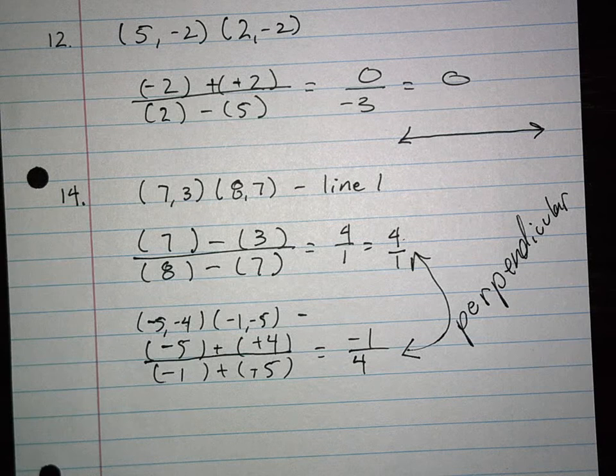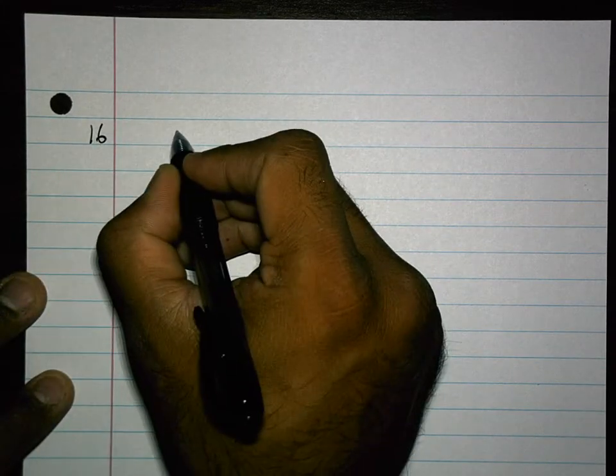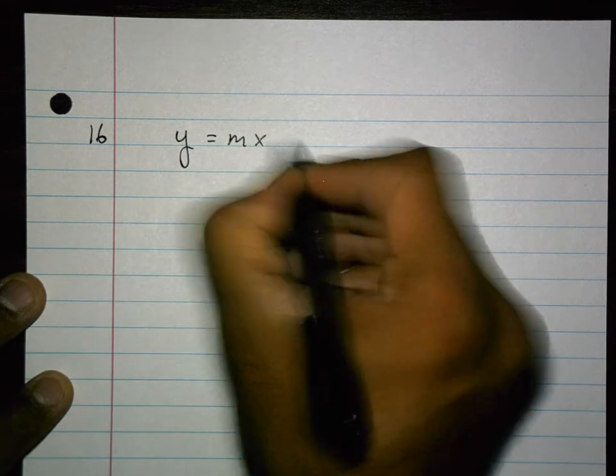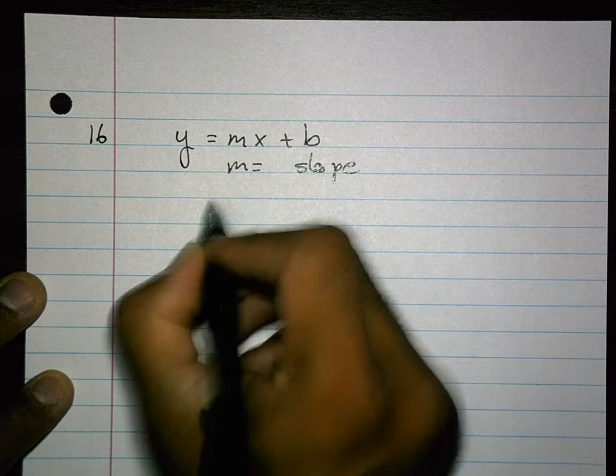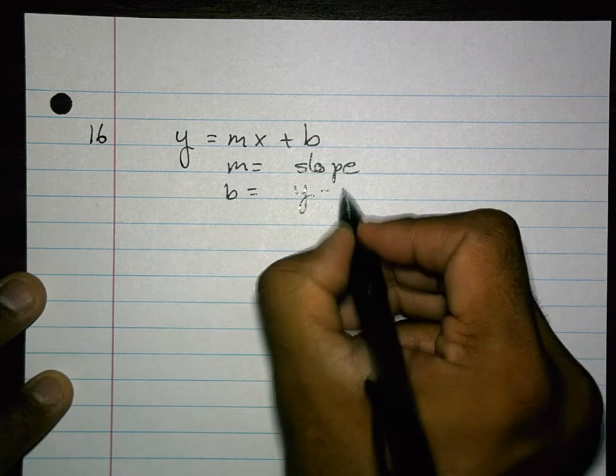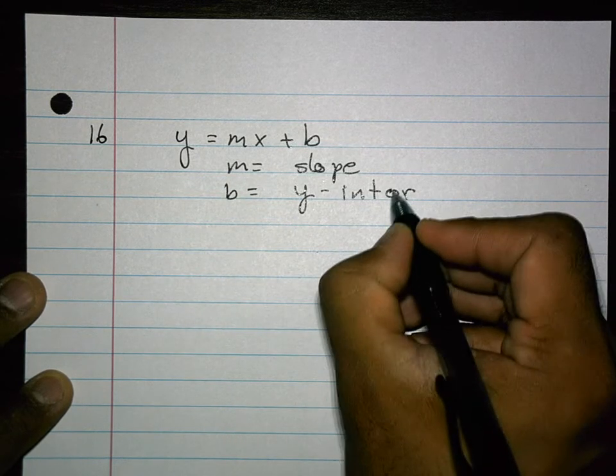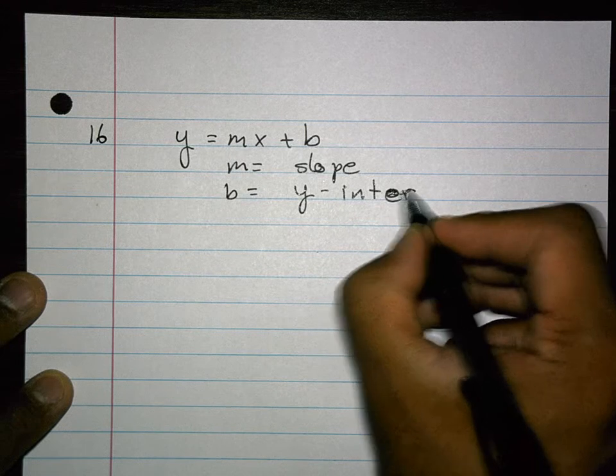Number 16 says, find the slope and the y-intercept of each line. There are a couple of different techniques to do this. These are linear equations, so if all I want is a y-intercept, that's really nice. I'm going to use y equals mx plus b, where m equals the slope and b equals the y-intercept.